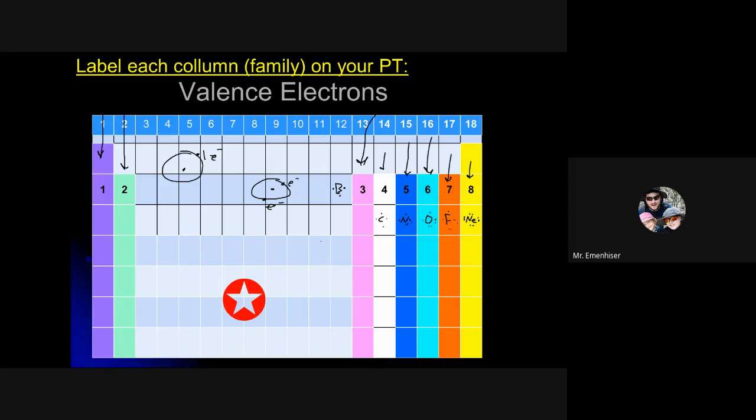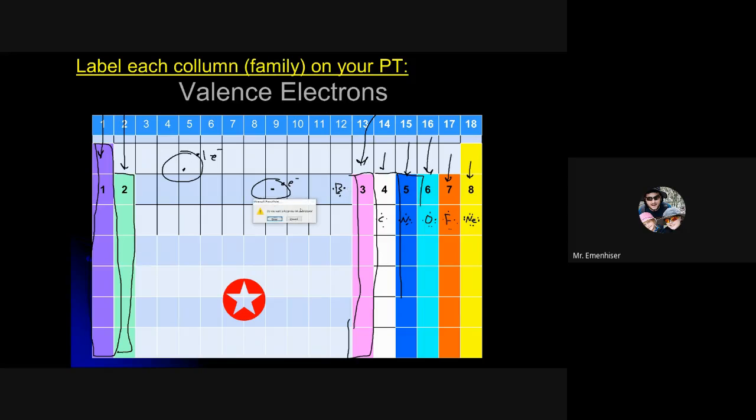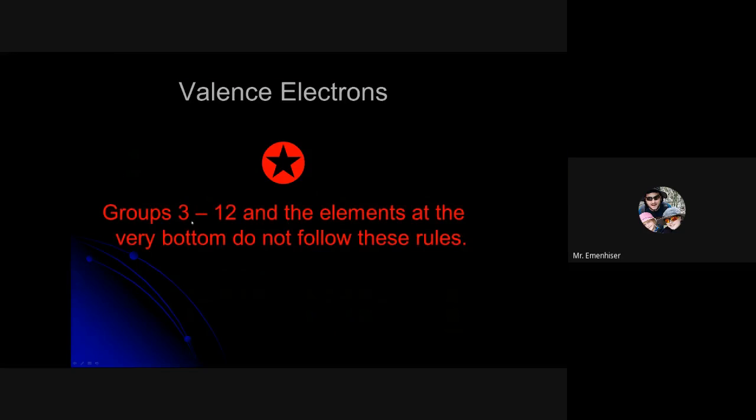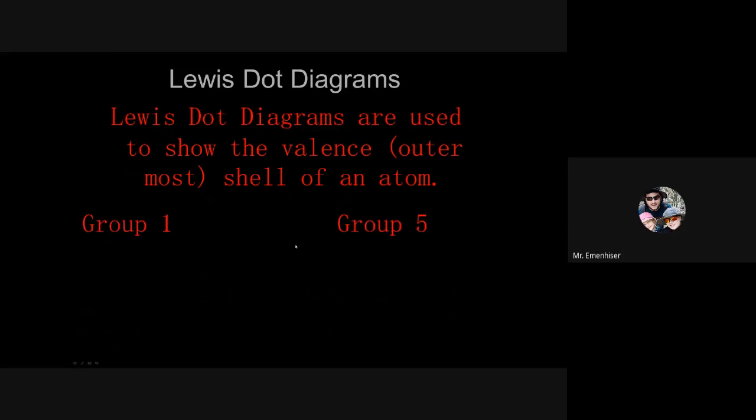Okay, so the column that you're in, this is a column here, right? This purple one. These columns will tell you how many valence electrons you have. All right, so we got to understand that. Okay, and then remember that the groups in the middle do not follow the rules. Okay. Lewis dot diagrams show you the valence electrons. So let me draw these again.